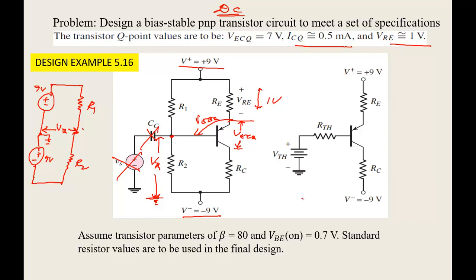Is that okay? So now the only assumption that we are making is that beta is 80 and VBE on is 0.7 volts. These are the two things that we need to consider here. VBE on, or VEB on, whatever you want to say, you can say it. Fine. Now VTH.